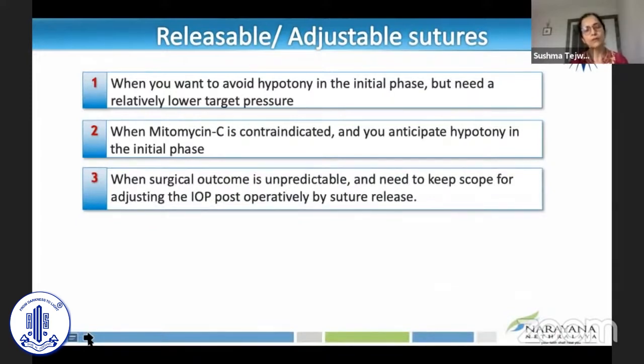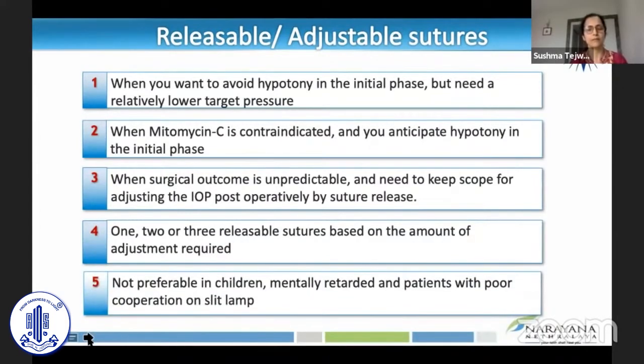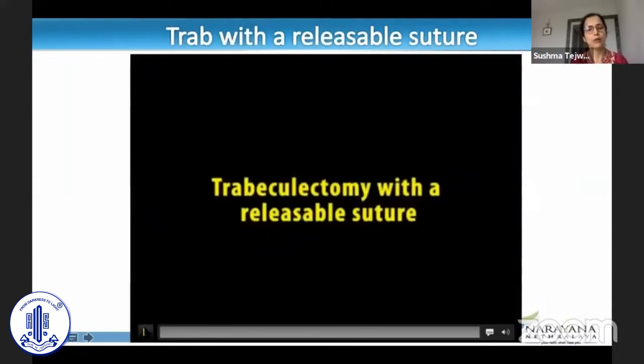When you're not sure of the surgical outcome due to the patient's eye condition and need to keep scope for adjusting the IOP post-operatively, that is why we call them adjustable sutures also. And you can have 1, 2, or 3 releasable sutures based on the amount of adjustment that you would want post-operatively. However, it is not preferable in children, mentally retarded, or patients who cannot cooperate on slit lamp for removal of these releasable sutures. Now, how do you put a releasable suture?